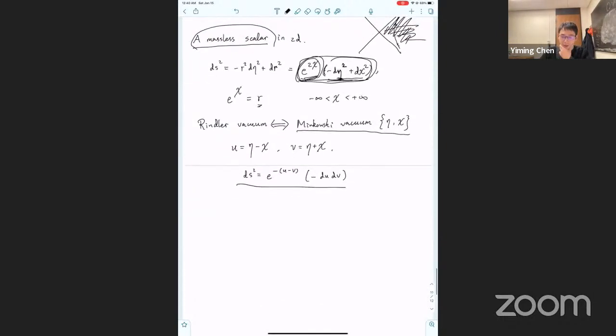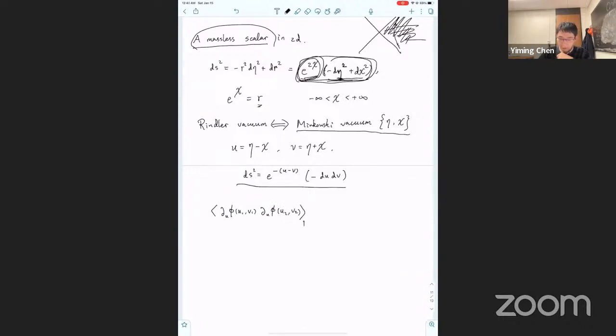The reason is that the massless scalar can be decomposed into a left-going mode and a right-going mode. In the null coordinates they are just separated, and it's very convenient if we only want to focus on one of the modes. Let's say we focus on the right-going mode. The right-going mode will be given by partial u of the field operator at location u1, v1, and partial u of the field operator at u2, v2, okay?